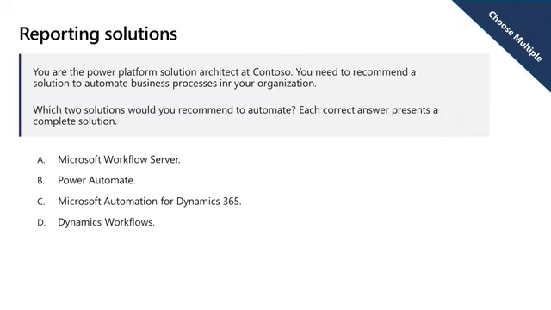Another example here, reporting solutions. You are the Power Platform Solution Architect at Contoso. You need to recommend a solution to automate business processes in your organization. Which two solutions would you recommend to automate? Each correct answer presents a complete solution, which is different than the previous one. So here the solution will be, of course, Power Automate and Dynamics Workflows. These are the two solutions that let you automate things in Power Platform.